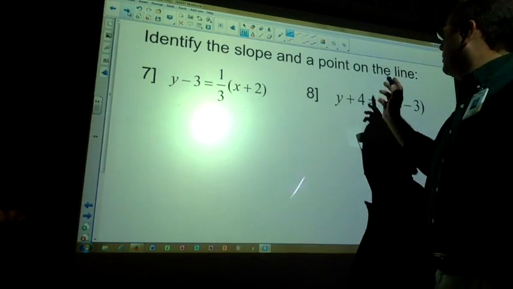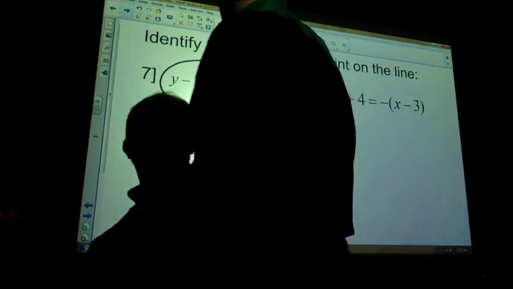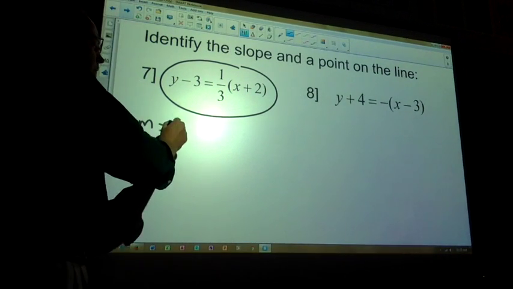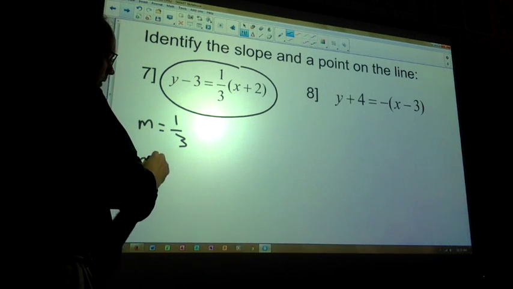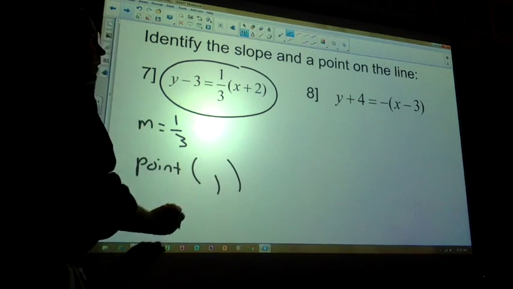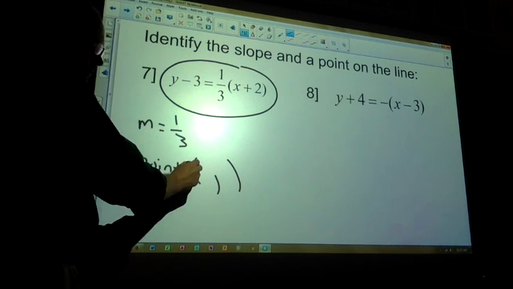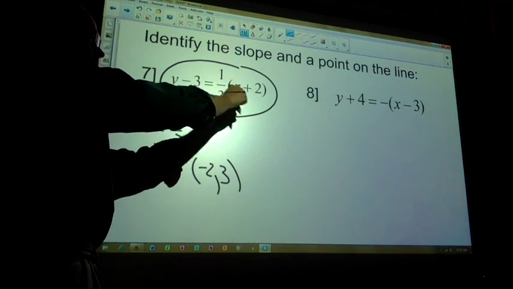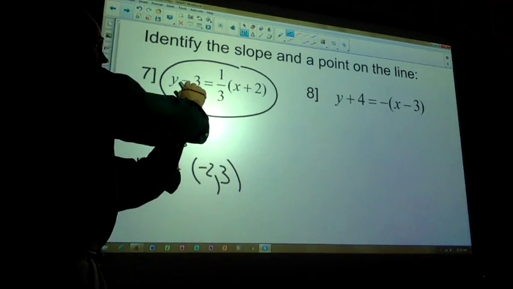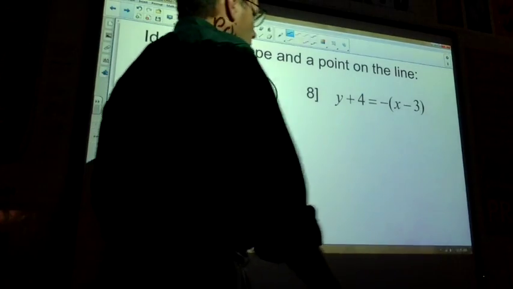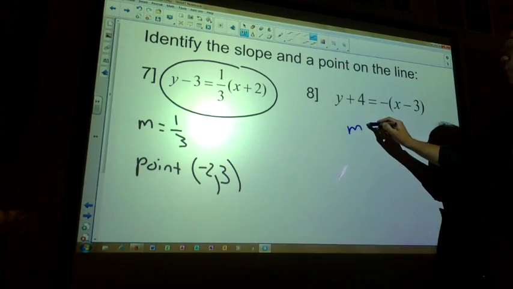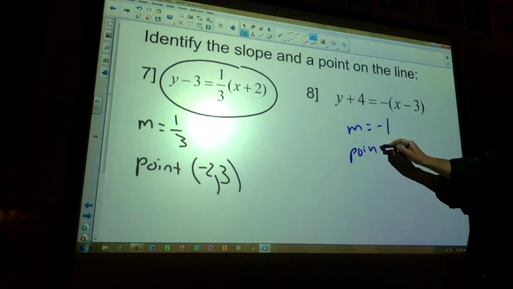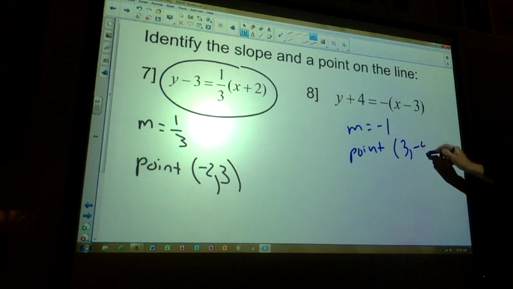So identify the slope and the point of the line. This is in point-slope form. Okay, so our slope is 1/3. Good. What is our point? -2, 3. Always opposite. Okay, so that's a -2, that's a +3. What's my slope of this next one? -1. What is my point? 3, -4. Always opposite.